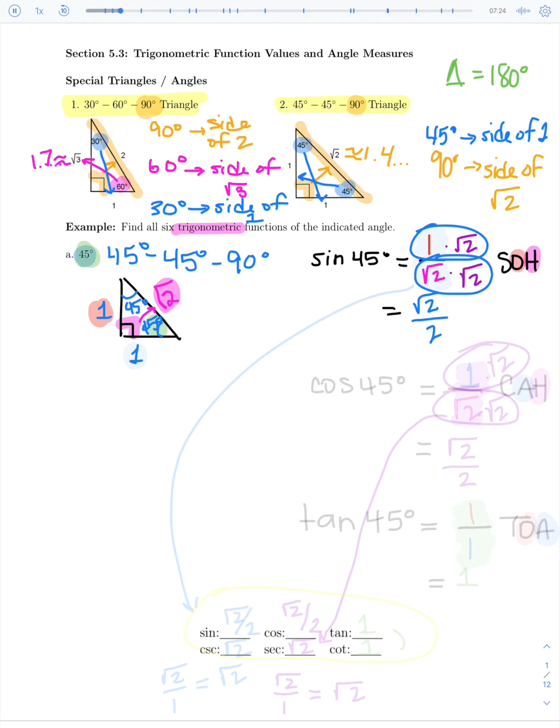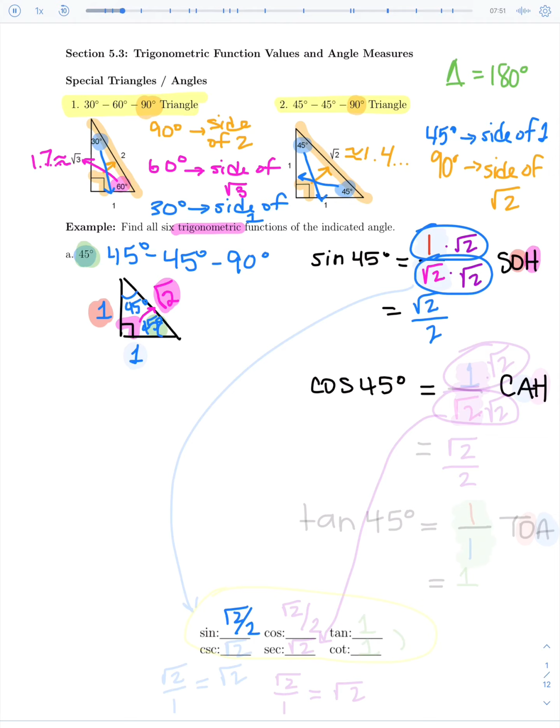cosine. So I can go ahead and fill that in on my table, that sine of 45 is square root of 2 over 2. So here we go. Sine of 45 is square root of 2 over 2. Next, let's work on cosine of 45 degrees. Well, that would be our CAH in SOHCAHTOA.